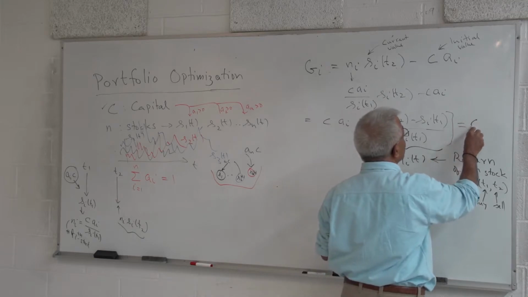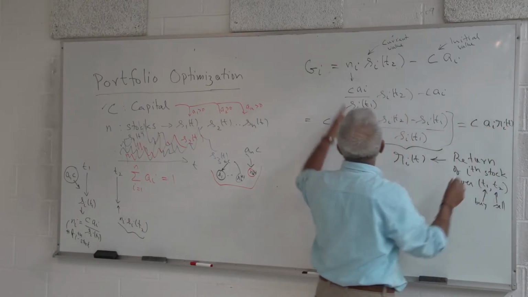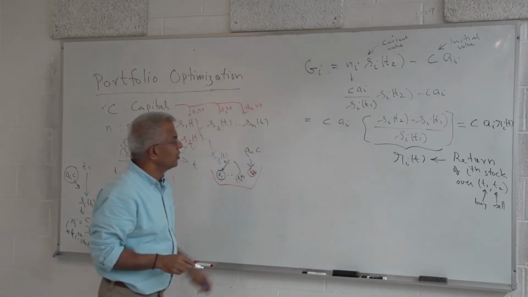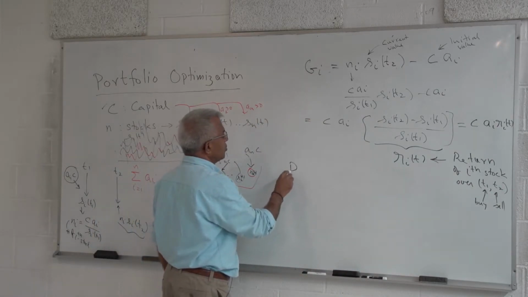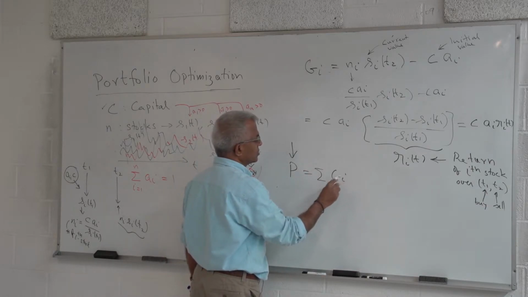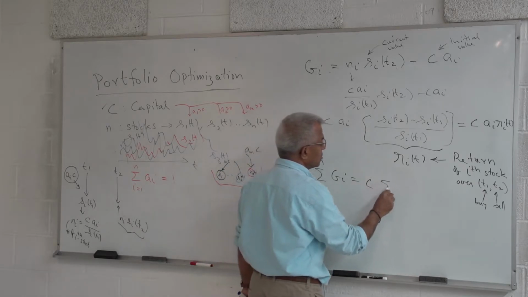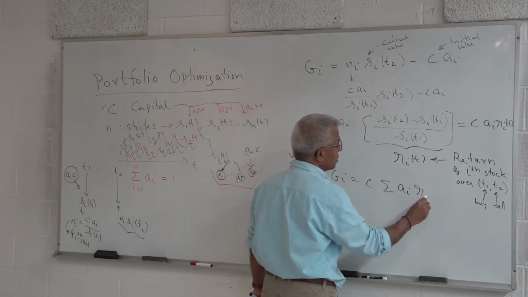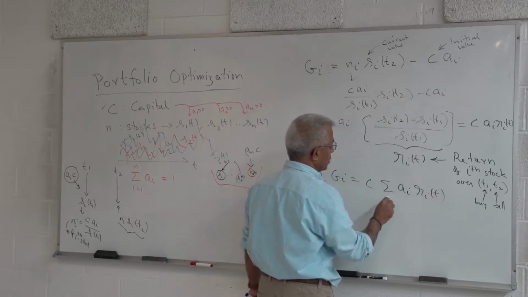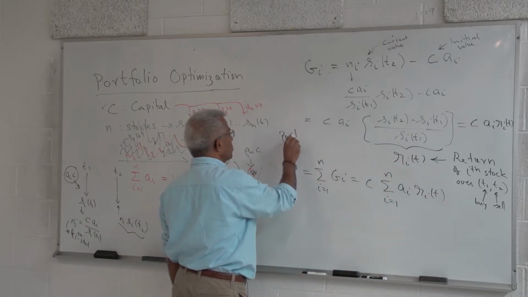So if you want, you can write this as C Ai Ri(T). So this is the gain on the portfolio due to this stock. The portfolio itself is going to be the sum of all such gains, i equal to 1 through n. So this is going to be the sum of C Ai Ri(T), i equal to 1 through n. So this is the portfolio.